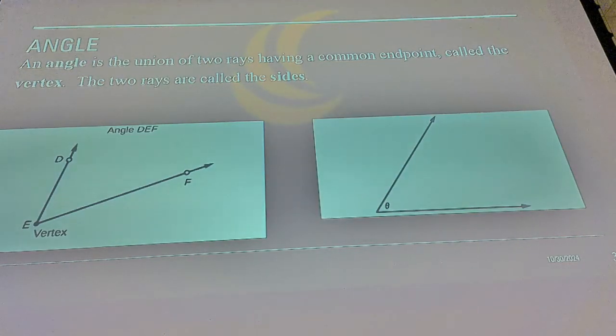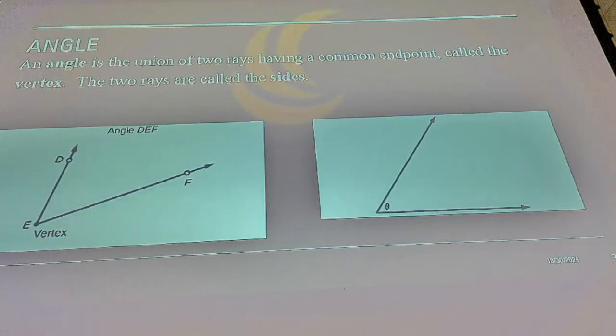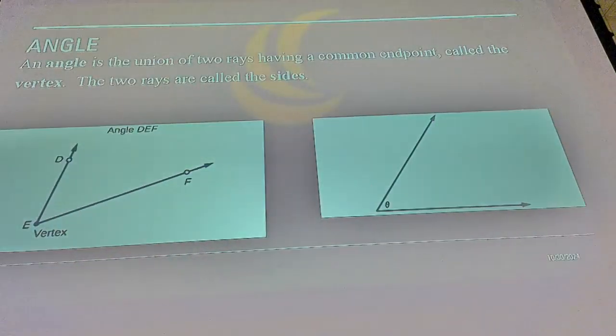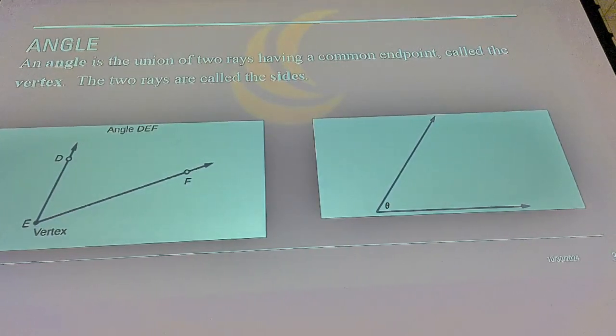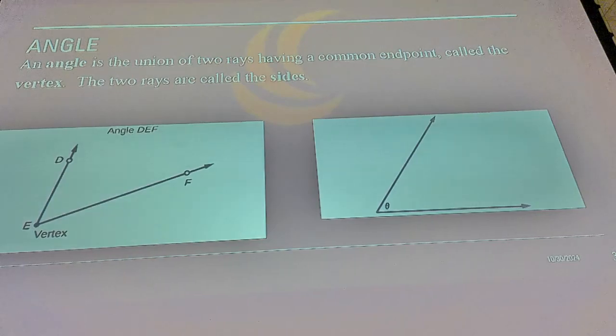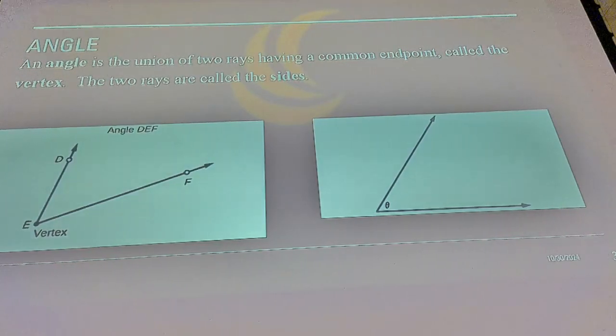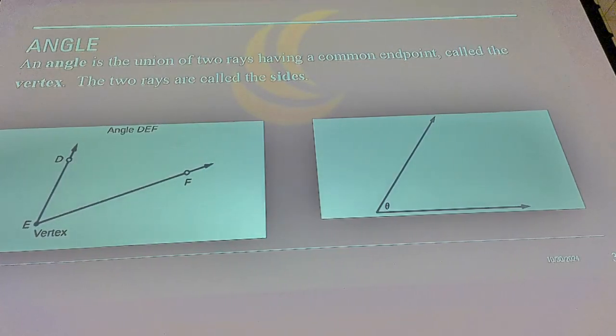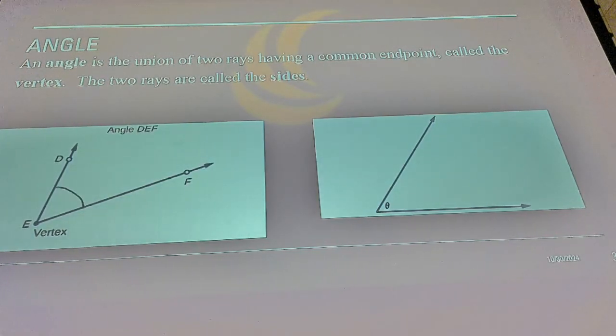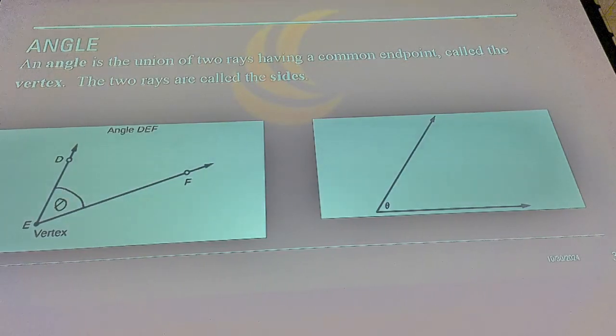So two examples here. And typically what we do, as you see on the one on the right, they put the angle there, or we can sometimes do this, to signify that as an angle. And angles generally are represented with Greek letters. So the most common one is the Greek letter theta.